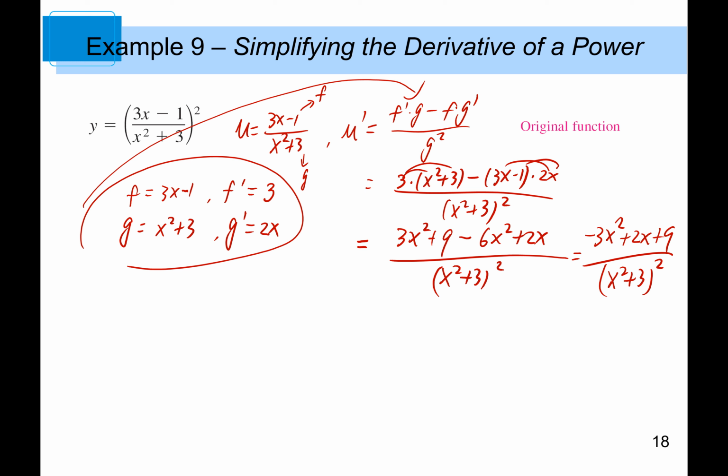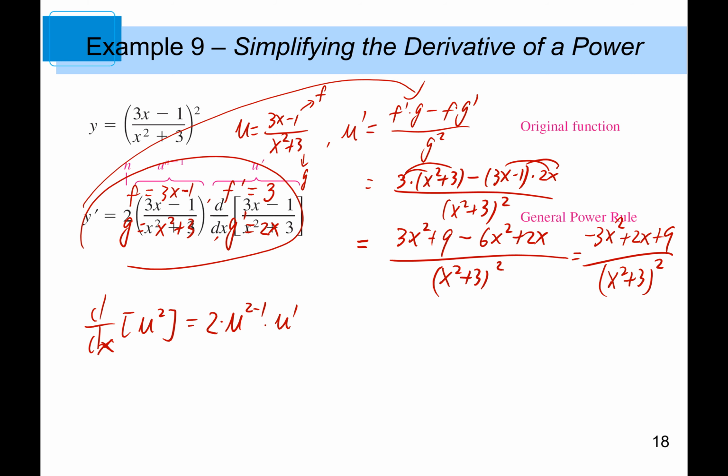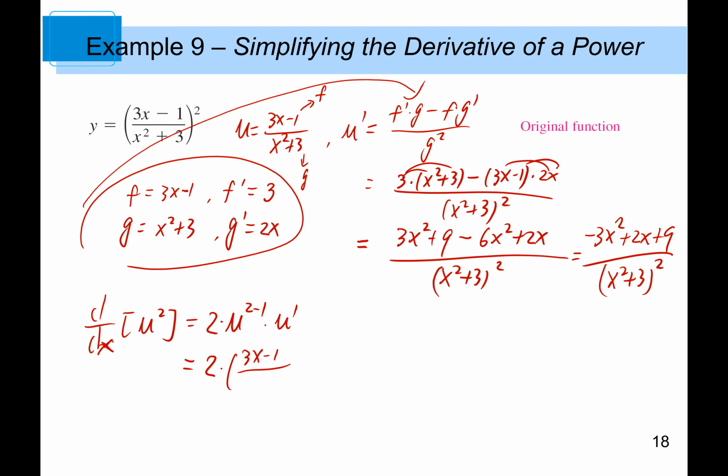So here we're going to use the general power rule, so the derivative of u to the second is 2 times u to the 2 minus 1 times u prime. So just replace u and u prime with the given expression, and we're done. So 2 times u is 3x minus 1 over x squared plus 3 to the first, but we omit it, right? U prime is negative 3x squared plus 2x plus 9 over x squared plus 3 squared.